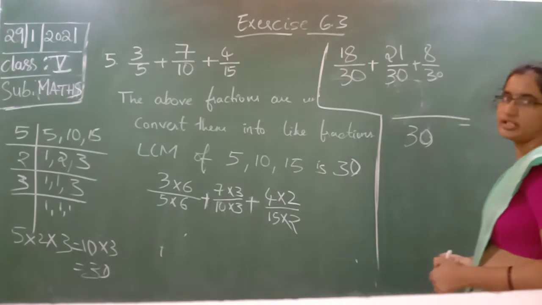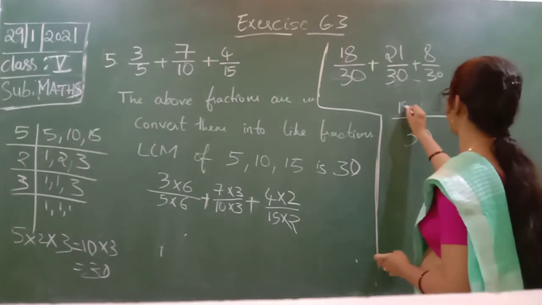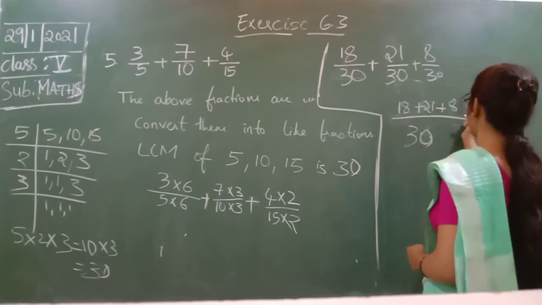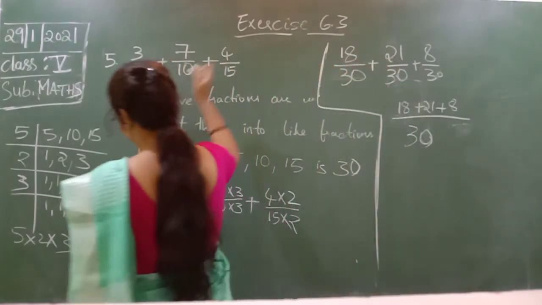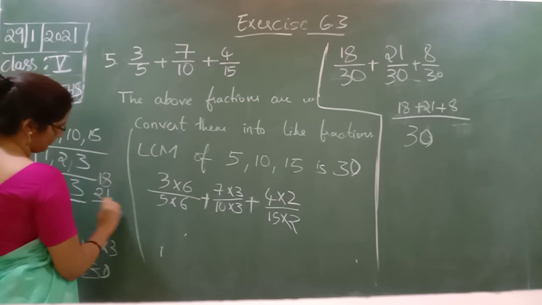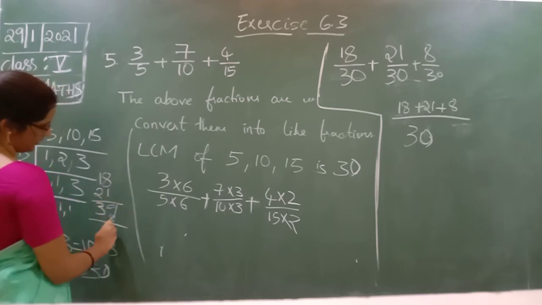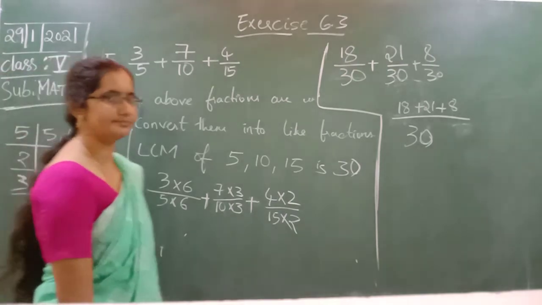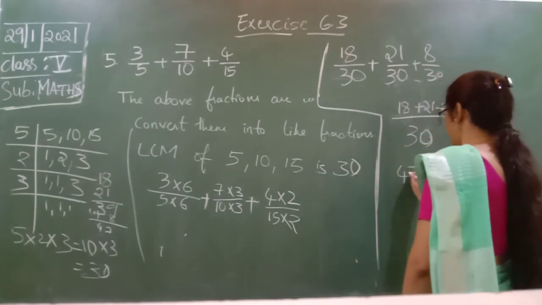In like fractions, we have to add the numerators directly. 18 plus 21 plus 8. What is the answer? 18 plus 21 is 39. 39 plus 8 is 47. What is it? 47 by 30.